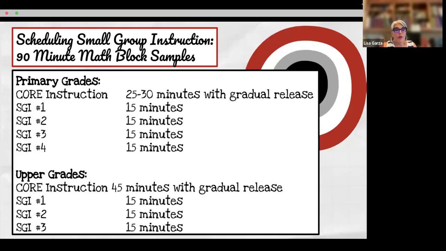So how does small group instruction fit into our math and ELA blocks? Here you see an example schedule of elementary math blocks. In the primary grades, 25 to 30 minutes of the 90-minute math block can be used for whole group instruction to introduce or review a skill. This would enable 4 groups of scholars to be taught, each of which would be 15 minutes long. In the upper elementary grades, whole group instruction might take 45 minutes, allowing for 3 small groups of scholars to be taught at 15 minutes each.